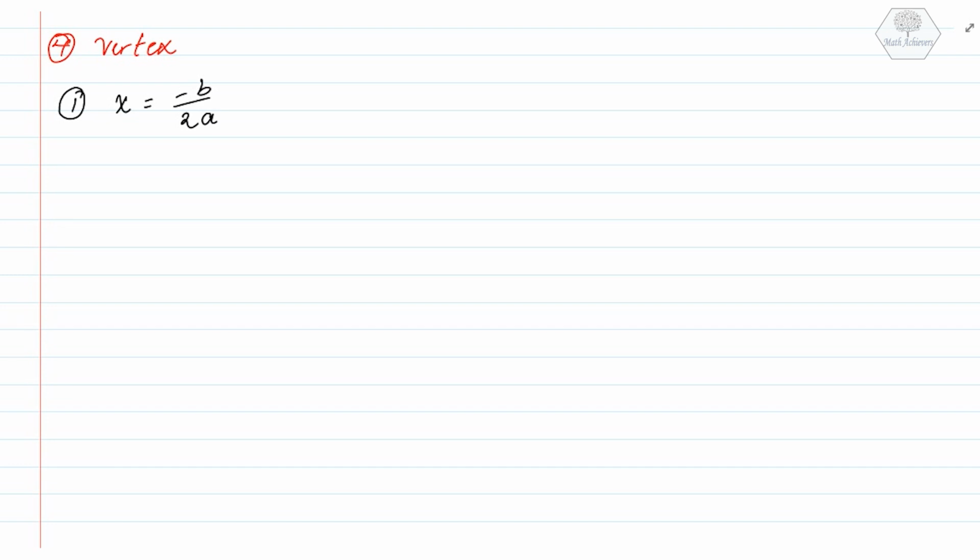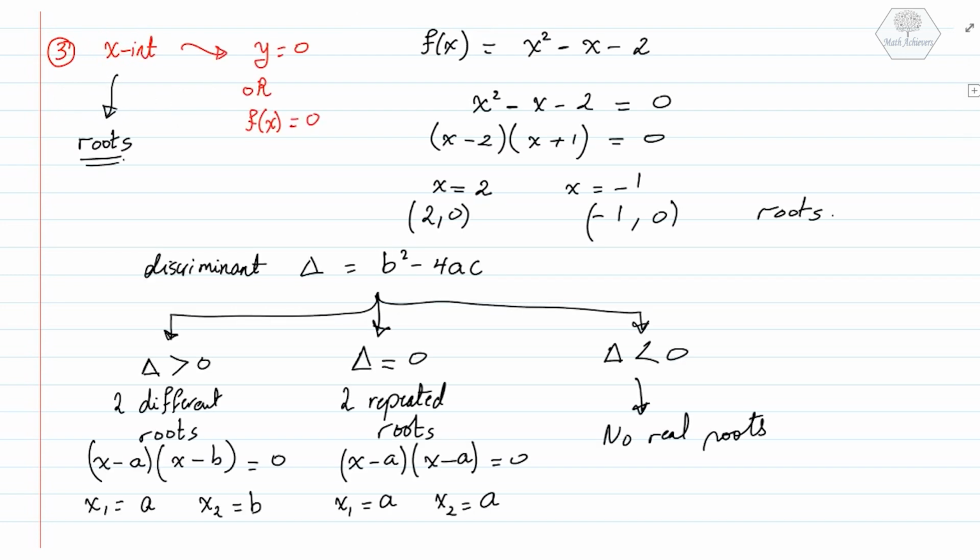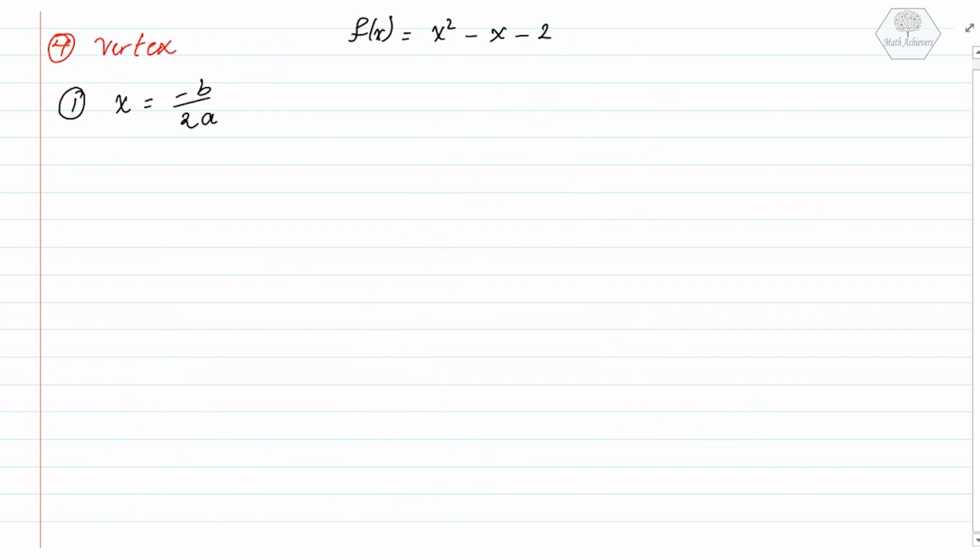Let's take an example of a function. Let's take the function we considered before, f of x equals x squared minus x minus 2. If we want to find the x-coordinate of the vertex, we simply use minus b over 2a. Here b is minus 1 and a is 1, the coefficient of x squared. So the vertex x-coordinate is minus the minus 1 over 2 times 1, which is half.